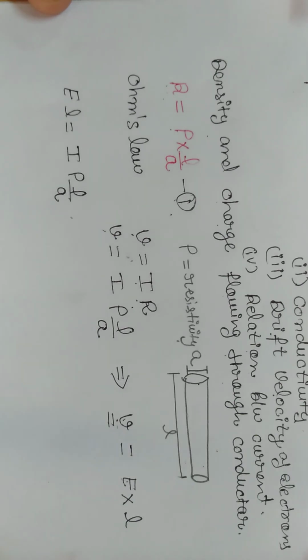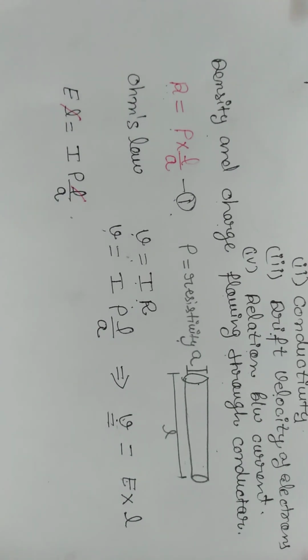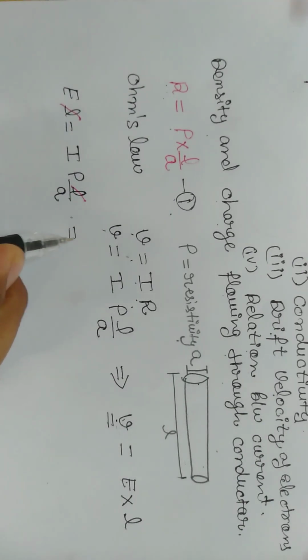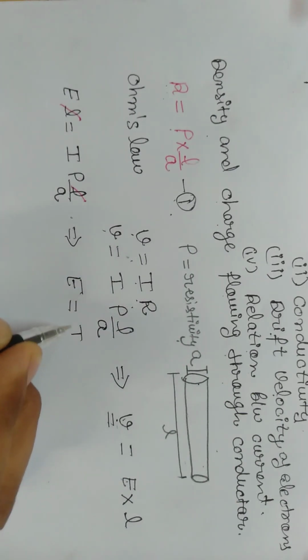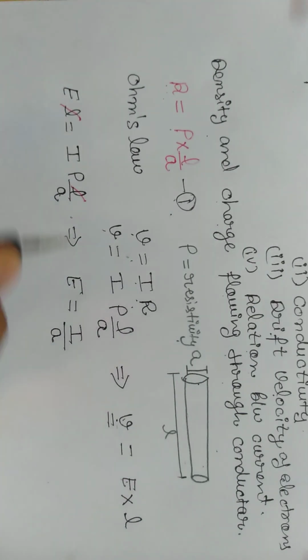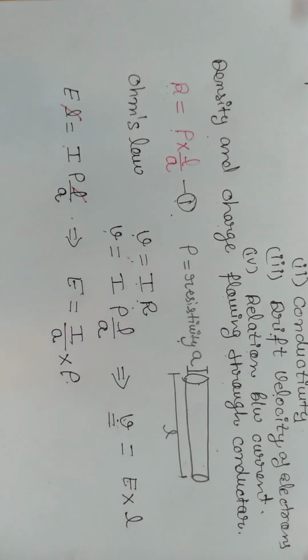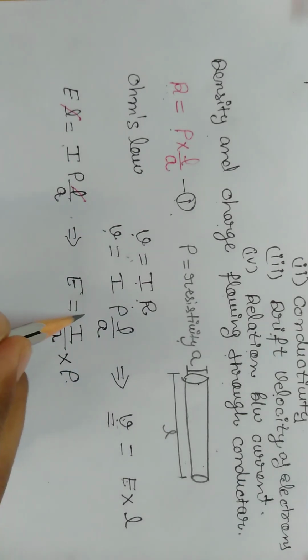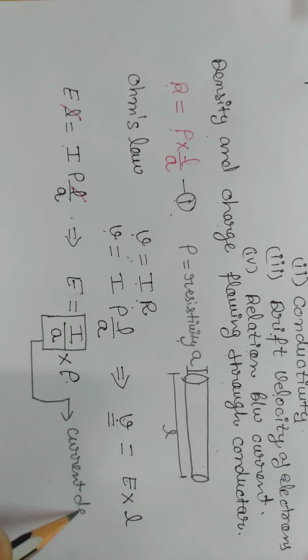So here the length will be cancelled out, and what remains implies the electric field E is equal to the current flowing through the conductor, and the area of cross section we will rearrange here. We write area under I, and rho will be written as it is. Now this I upon A is nothing but your current density.